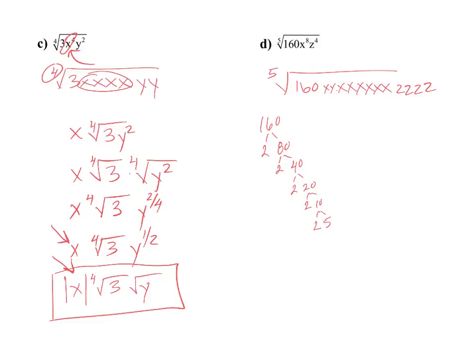Okay, I'm looking for a group of 5. There's my group of 5. All right, so I'm pulling out a 2. I have a group of 5 x's, so I'm pulling out an x. And that's all that I could pull out, so everything that's left inside is, let's see, we got the 5 left over here, and we got 3 x's, and we got 4 z's.